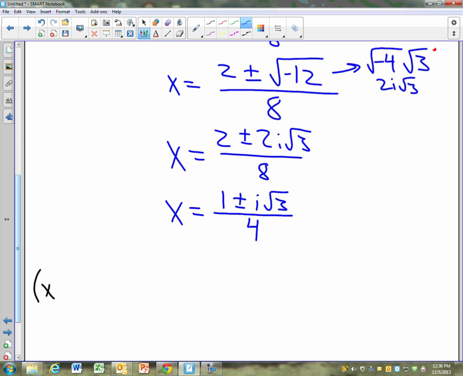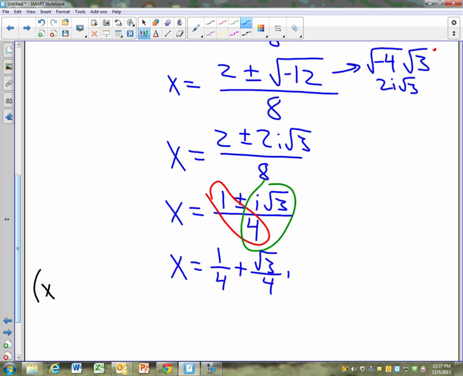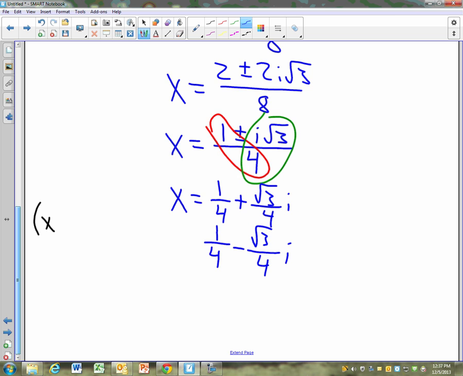Okay. Remember what we did yesterday with complex numbers? Can I leave it in that form? No. We need to write it like this. We have a real part and we have an imaginary part. And so we're going to write this as 1 over 4 plus the root of 3 over 4 times i. And we'll do 1 over 4 minus the root of 3 over 4 times i.